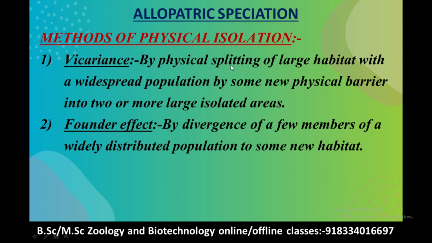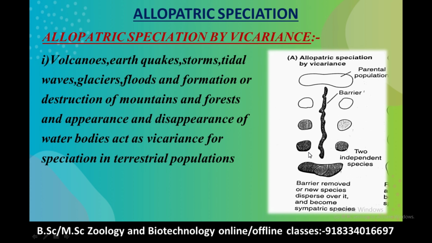Vicariance is the physical splitting of a large habitat with a widespread population by some new physical barrier into two or more large isolated areas. And second is the founder effect, by divergence of a few members of a widely distributed population to some new habitat. Now we will talk about how vicariance plays an important role in allopatric speciation.